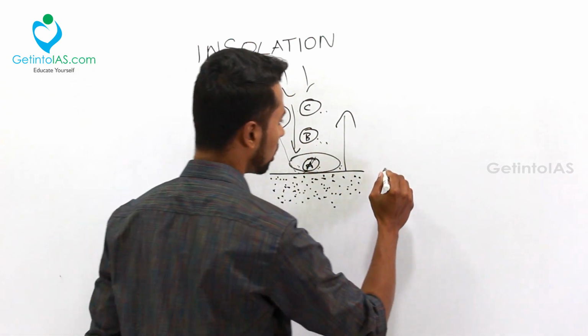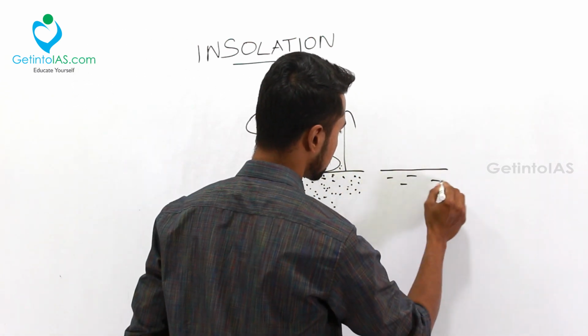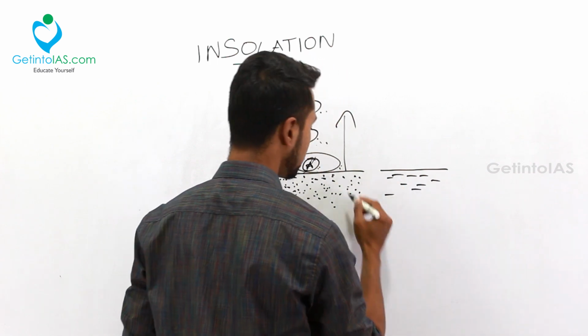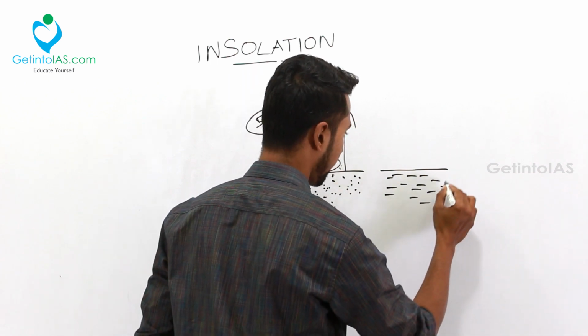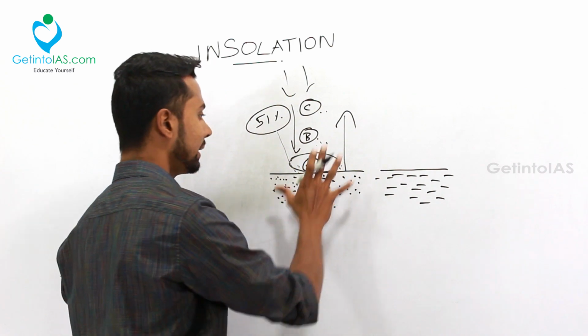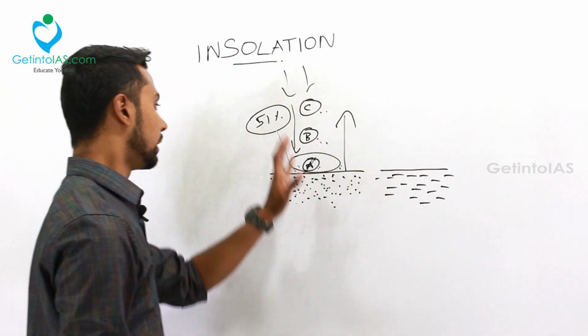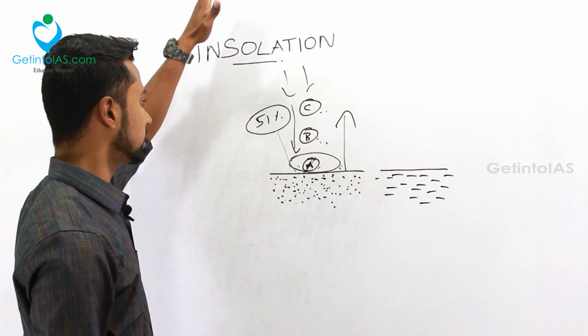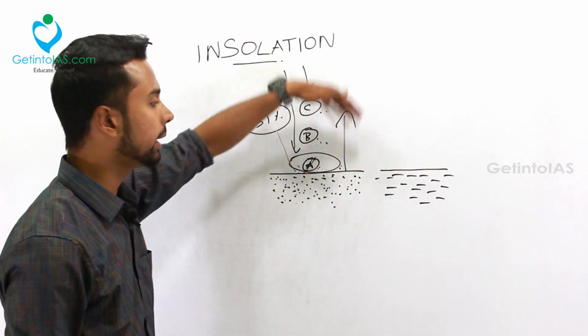Now here I will draw a water surface. Let us take, this is continent and this is oceans. Okay, so this is land and this is ocean. So we all know that 51% of the rays are coming and are being radiated back.